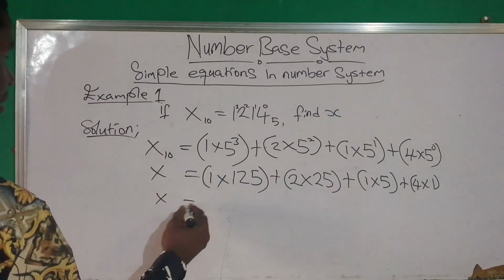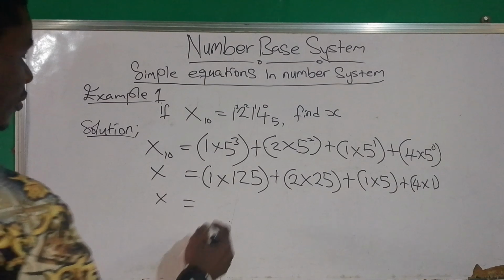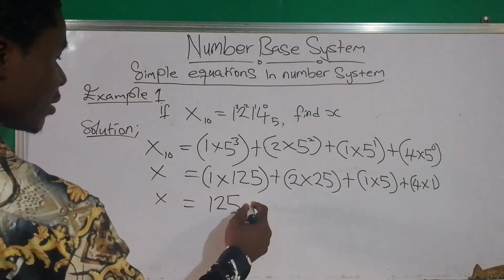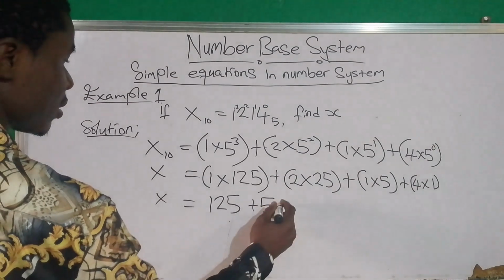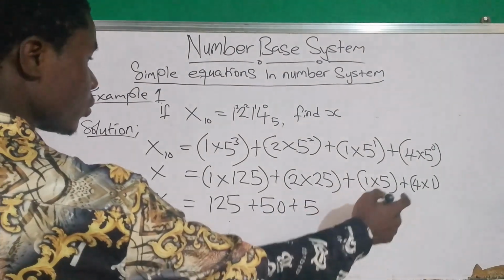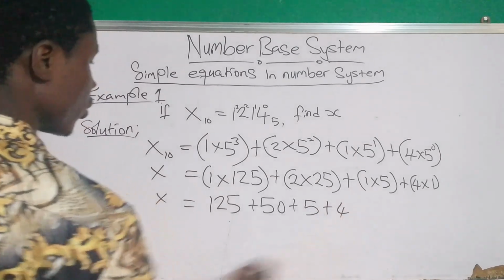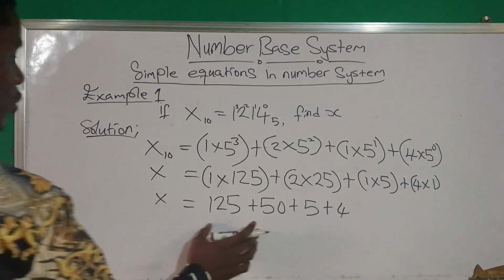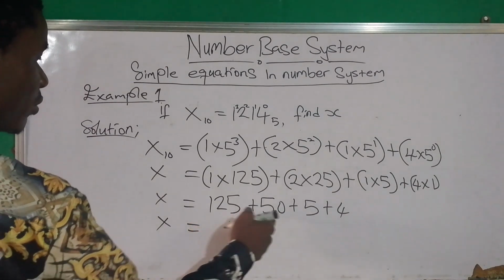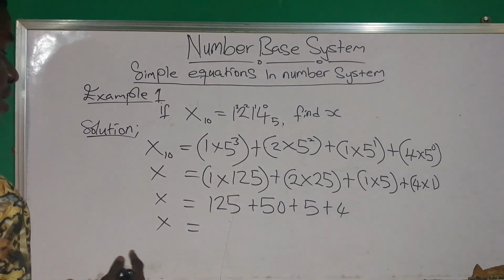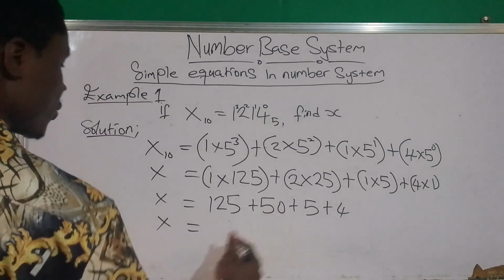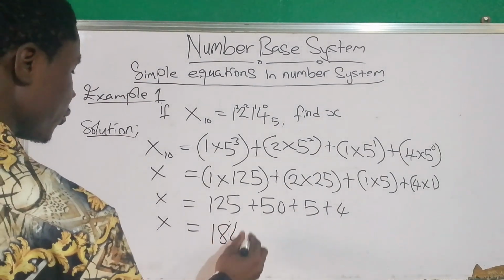Next, 1 times 125 gives us 125. And 2 times 25 gives us 50. 1 times 5 gives us 5. And 4 times 1 gives us 4. What's left is for us to sum this up. Now summing this up, what do we get? We have 125 plus 50, that's 175, plus 5, that's 180, plus 4, the answer is 184.